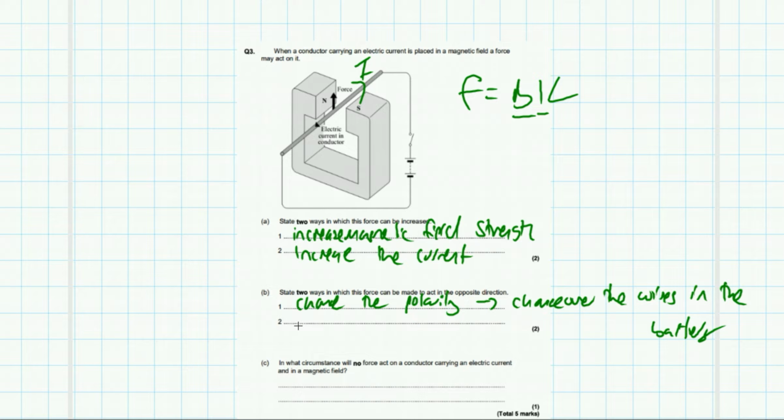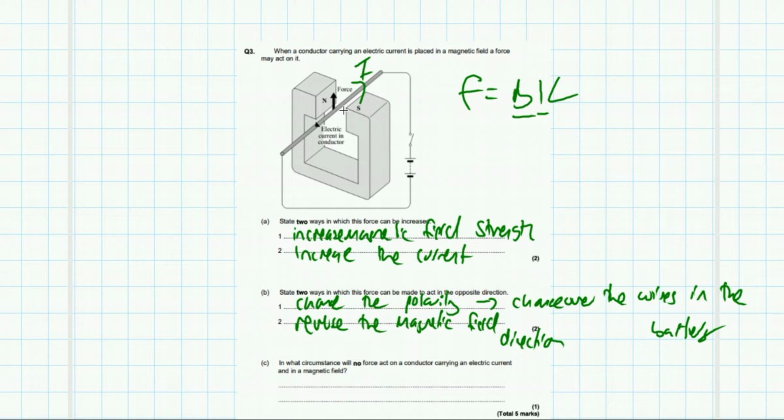And the other way that we could do this is reverse the magnetic field direction. Reversing the magnetic field direction will also change it again. With your left hand, if you flip the field, for example, from into the page to going towards you, you'll notice that your thumb will change direction. So that's 2 ways in which the force can change direction.